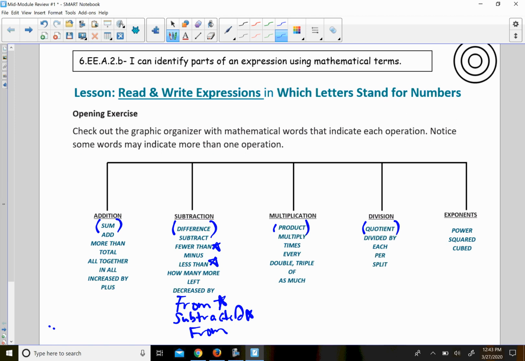Multiplication, we have the product there: multiply, times, every, doubled or tripled, of, and as much. Division would be quotient, divided by, each, per, and split. And then exponents: powered, like an exponent is raised to the power of. Squared is specifically an exponent of 2. And cubed is specifically an exponent of 3.